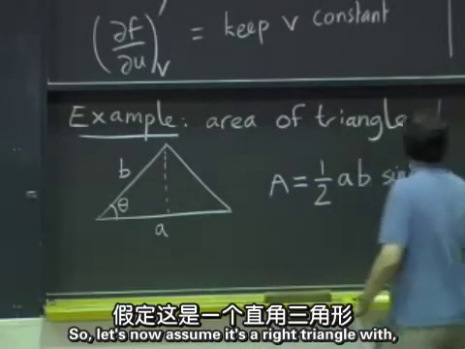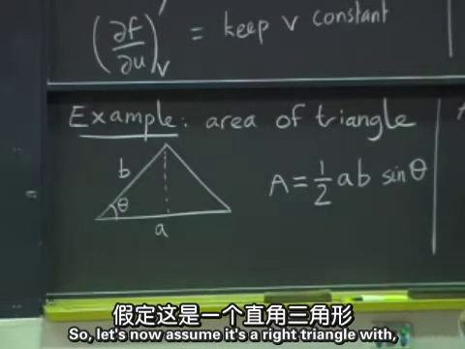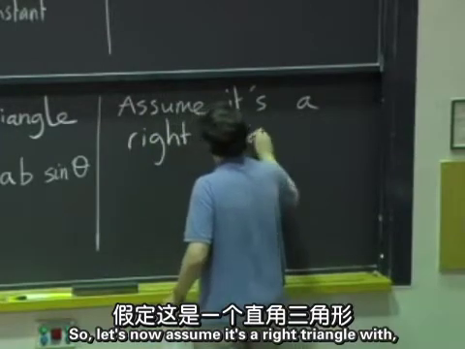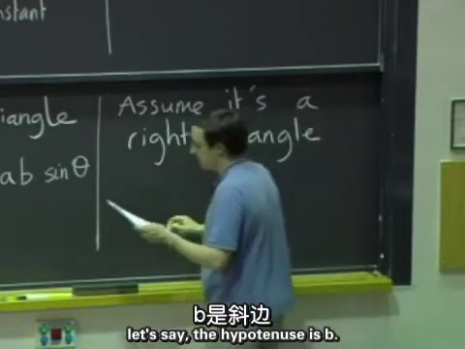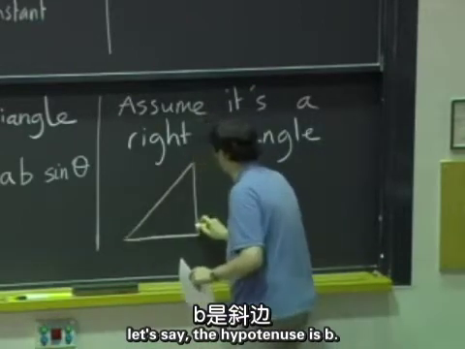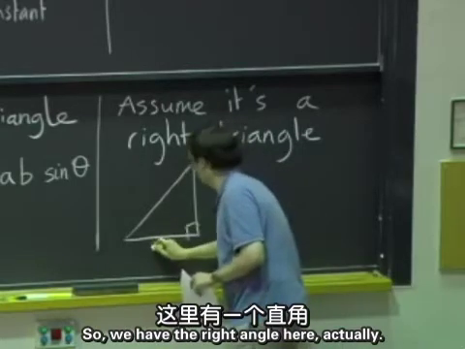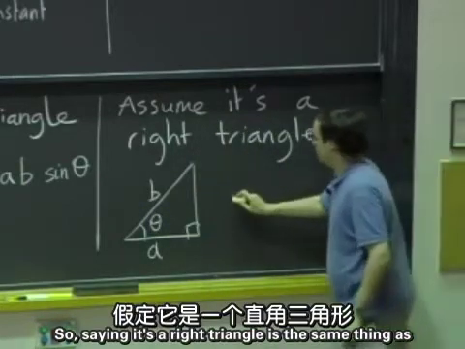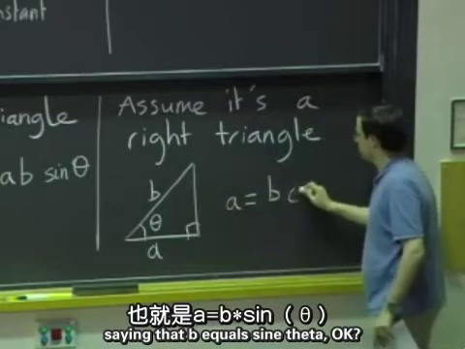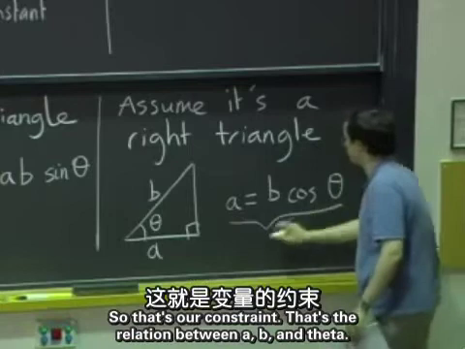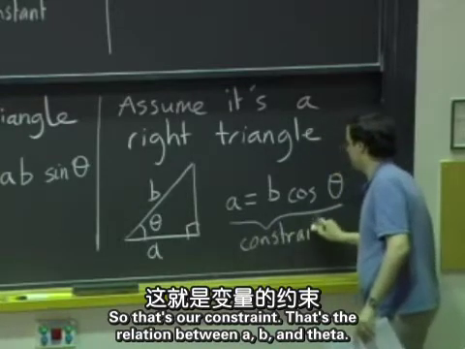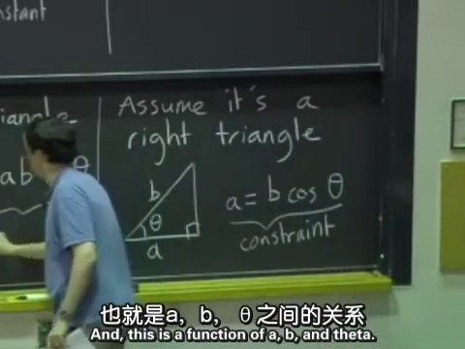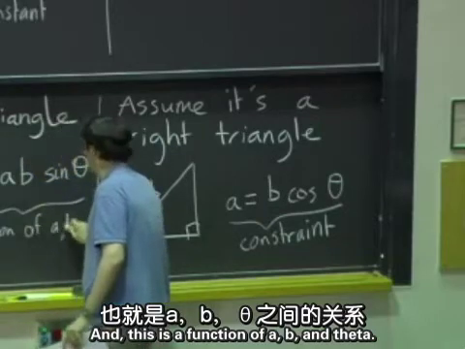So let's now assume it's a right triangle, with, let's say, the hypotenuse being b. So we have a right angle here. So a is here, b is here, theta is here. Saying that it's a right triangle is the same thing as saying that a equals b cosine theta. So that's our constraint. That's the relation between a, b, and theta. And the area is a function of a, b, and theta.